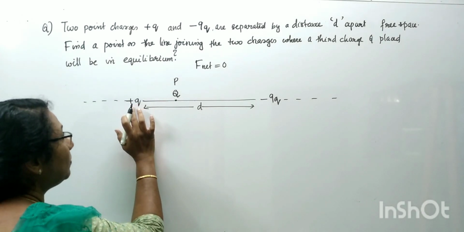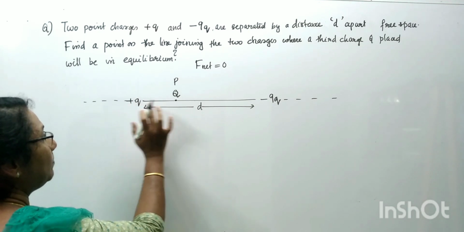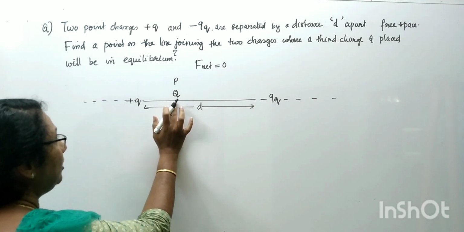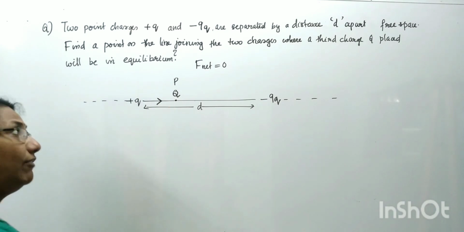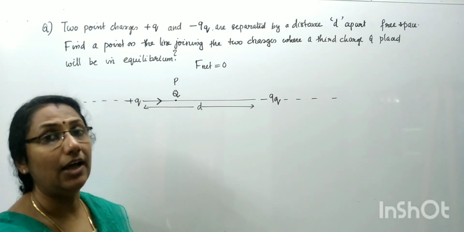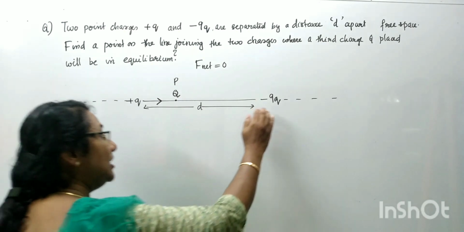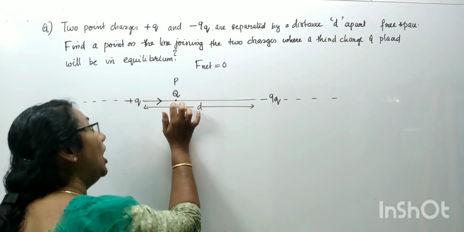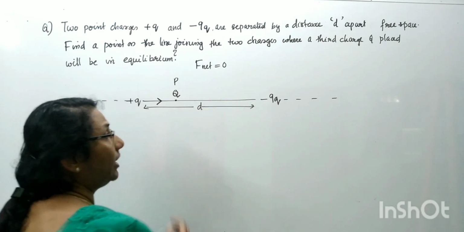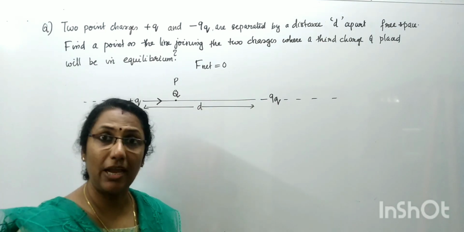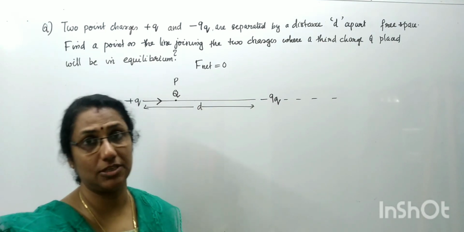Okay, so we will look at +q. The force provided by +q on this capital Q will be repulsion. So +q tries to repel capital Q away from it, so it will be towards the right. Similarly, -9q tries to attract capital Q because they are unlike charges. Unlike charges will attract each other.